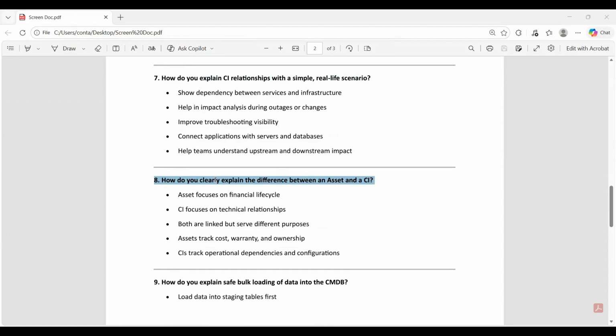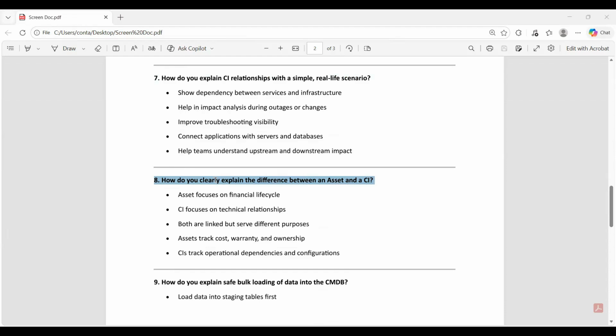For example, a laptop may have an asset record as well as a CI record. The asset record stores information such as cost, vendor, purchase date, and warranty, whereas the CI record stores technical details such as relationships, assigned user, connected services, and various others. In ServiceNow, assets and CIs are linked together, but they support different business processes. Asset management focuses on ownership, cost, and life cycle, whereas CMDB focuses on dependency, relationship, and operational impact.